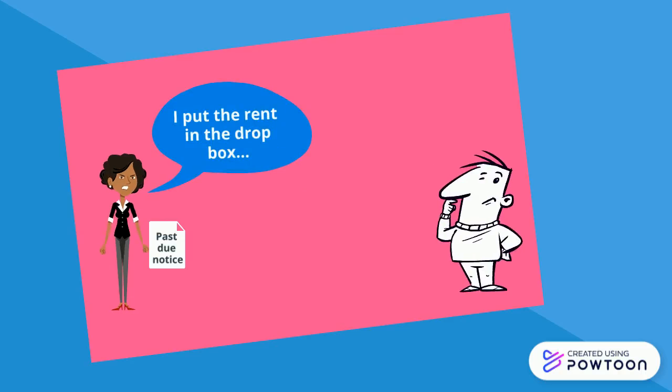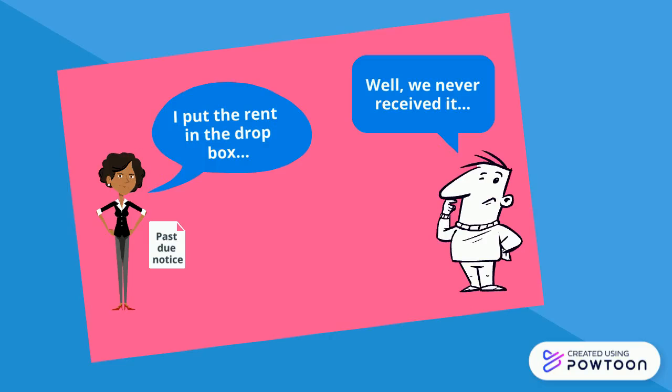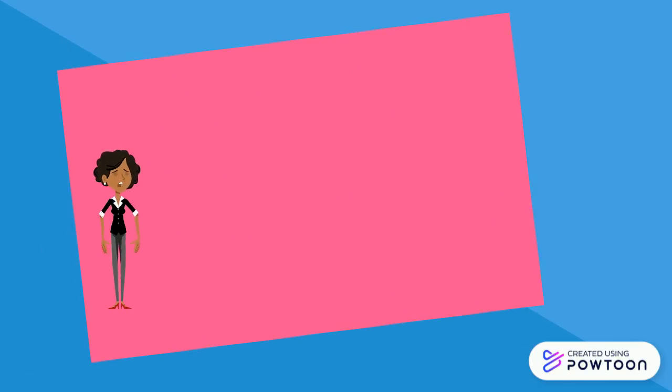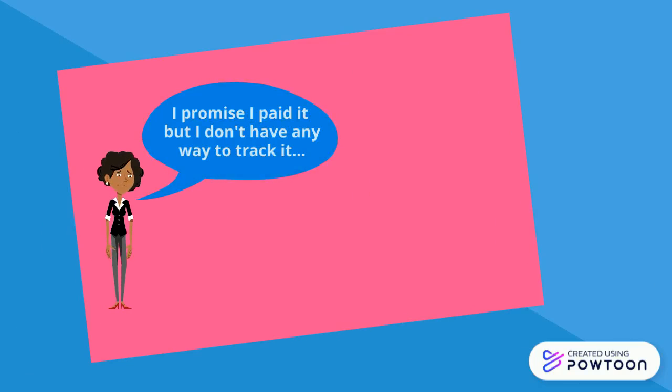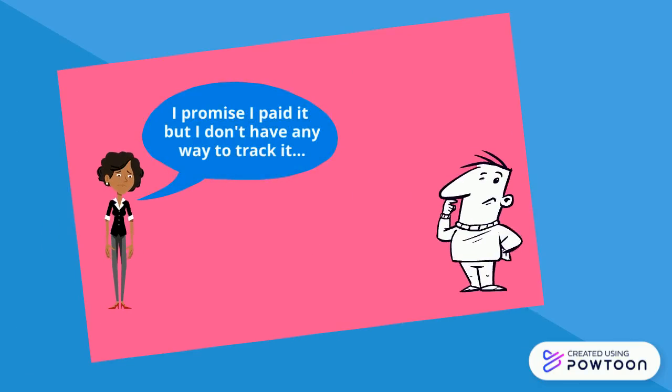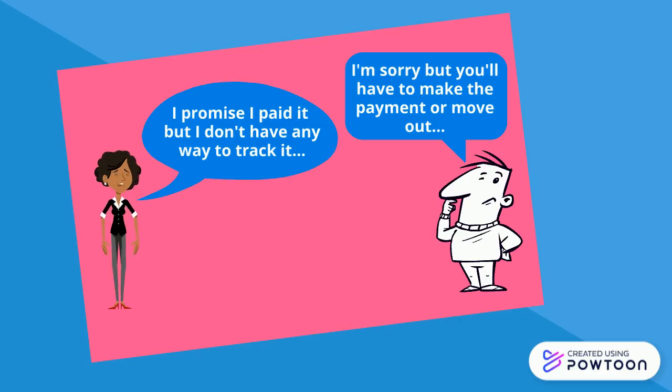When she came to ask the property manager, the manager said he never received the cash payment. As it was a cash payment, Sarah did not have any way of tracking it. The property manager said she would either have to make a second payment or move out.